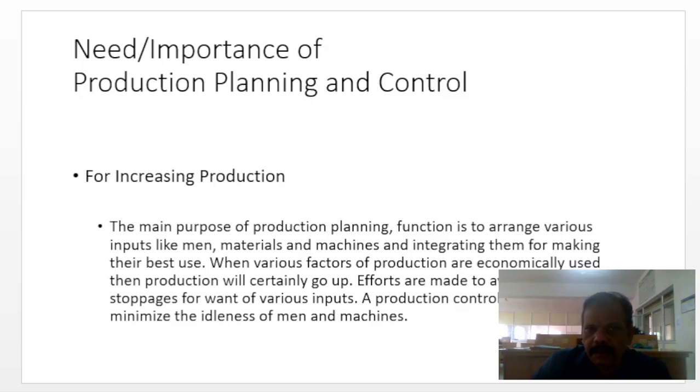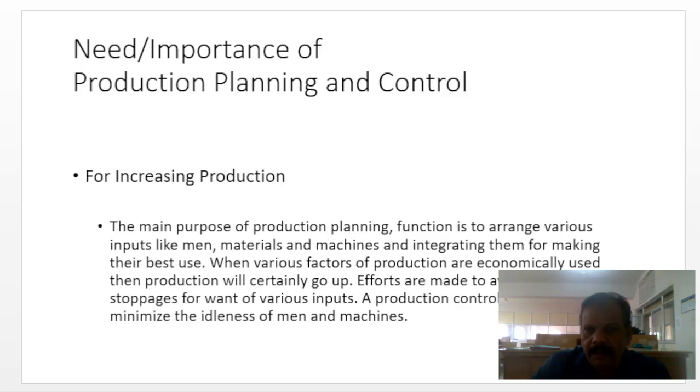So the need is definitely for increasing the production. The main purpose of the production planning function is to arrange various inputs like men, materials and machines and integrating them for making their best use. So when various factors of production are economically used, then production will certainly go up.